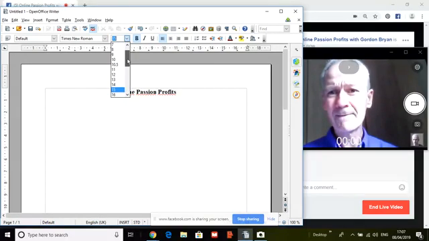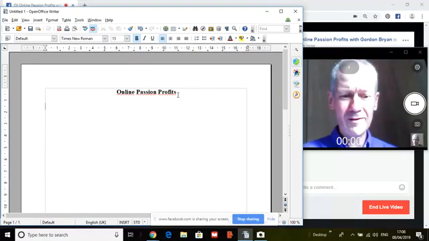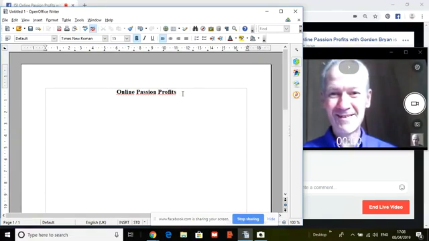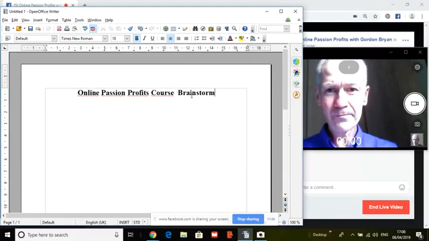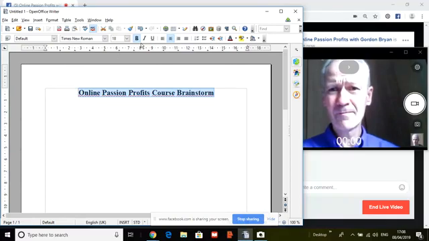So, I'm working out my sizes and fonts here. I want to go bigger with this one. I'm going to call it the course breakdown, actually. Course Brainstorm. Let's underline it as well. Why not, eh? Okay.